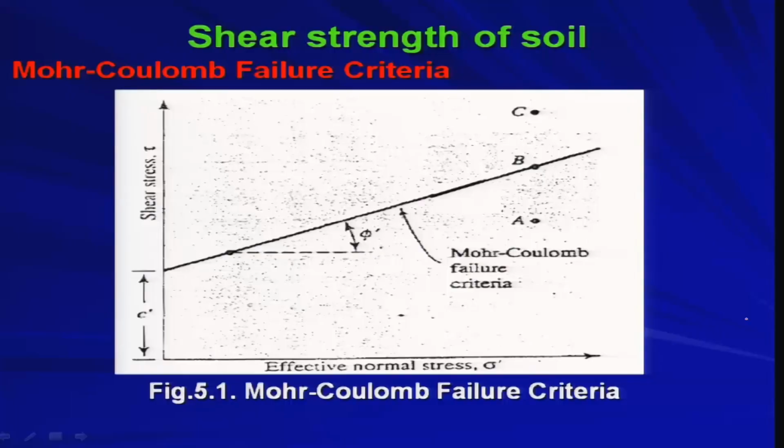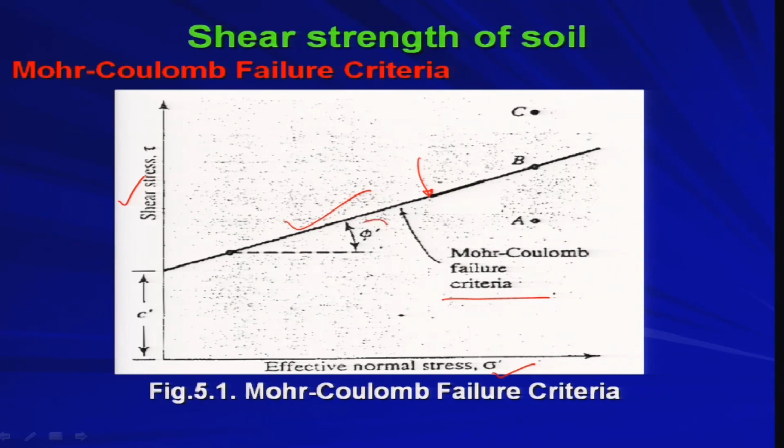So, you are plotting the line between shear stress and normal stress, that is, effective normal stress versus shear stress. Now, if you look at this plot, what are you getting? You are getting a linear failure envelope. This is your linear failure envelope, the Mohr-Coulomb failure criteria, given as tau f is equal to C prime plus sigma prime tan phi prime.